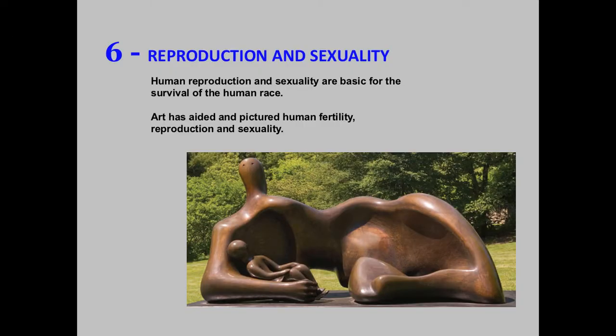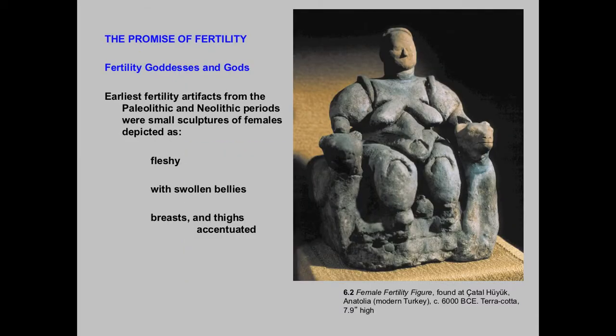Our example right here is a Henry Moore, late 20th century, 1983, Draped Reclining Mother and Baby. This is a big bronze, more than 10 feet long, and this is sort of our image of a mother and child, highly abstracted. But what we're going to focus on is sexuality, reproduction, fertility in this chapter.